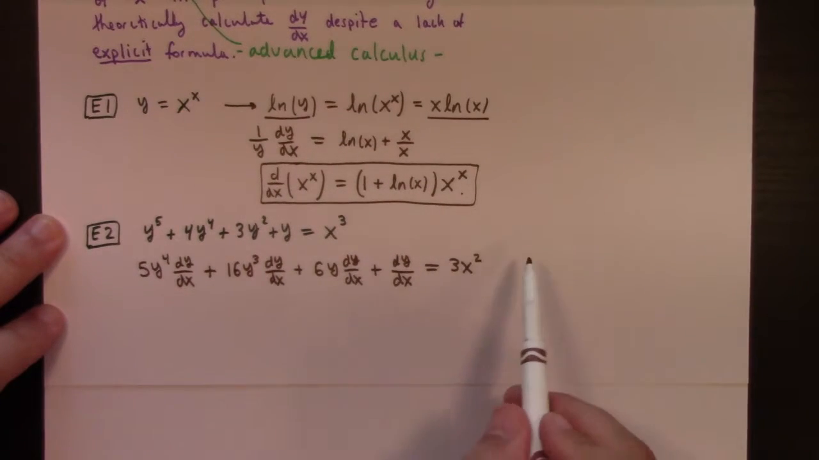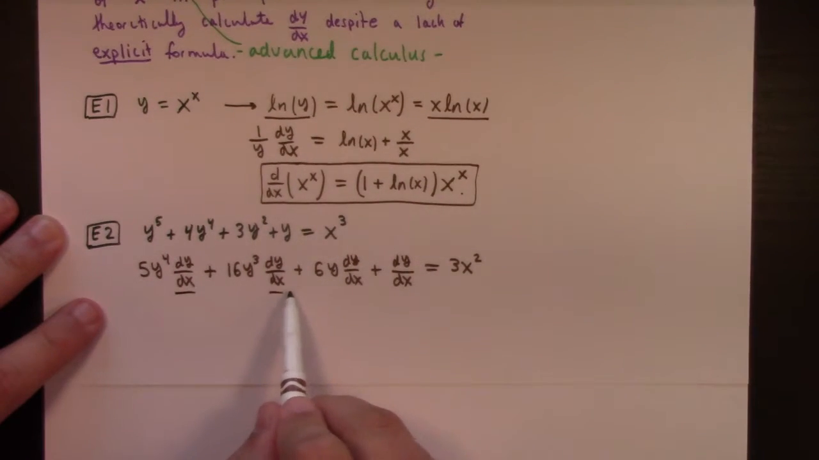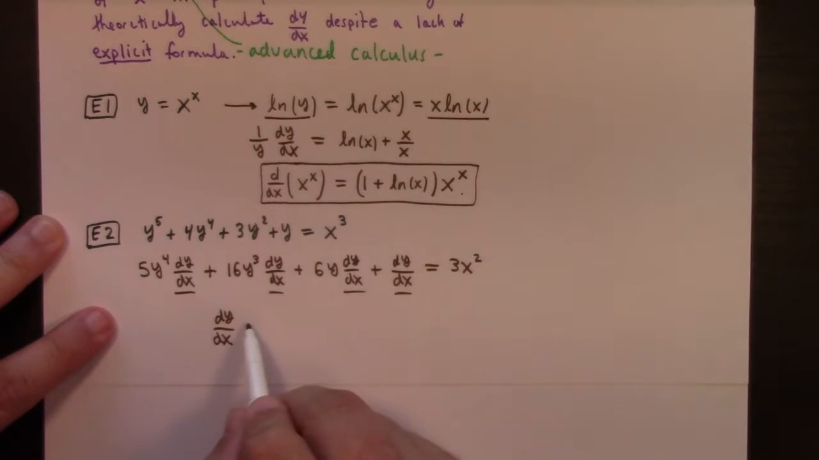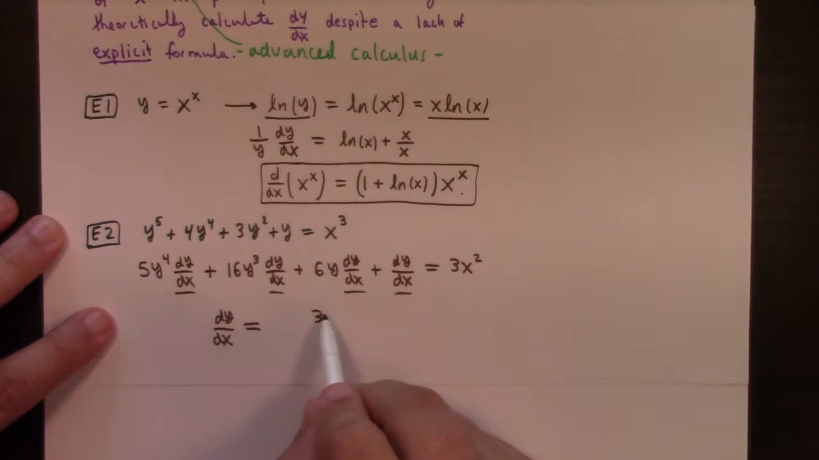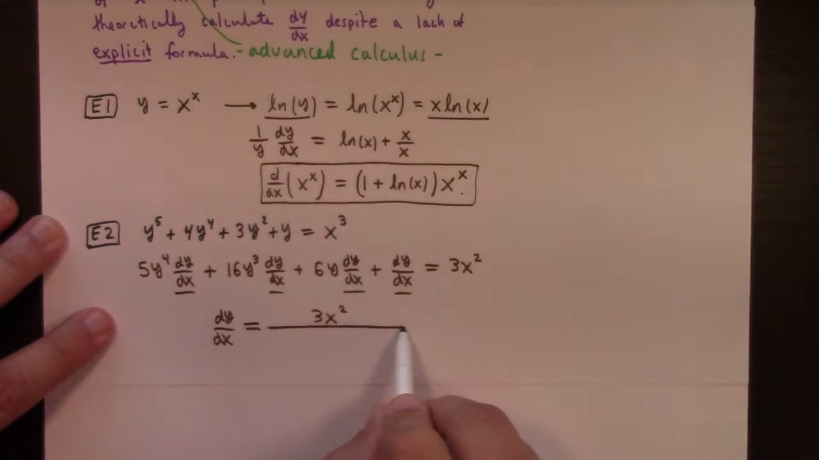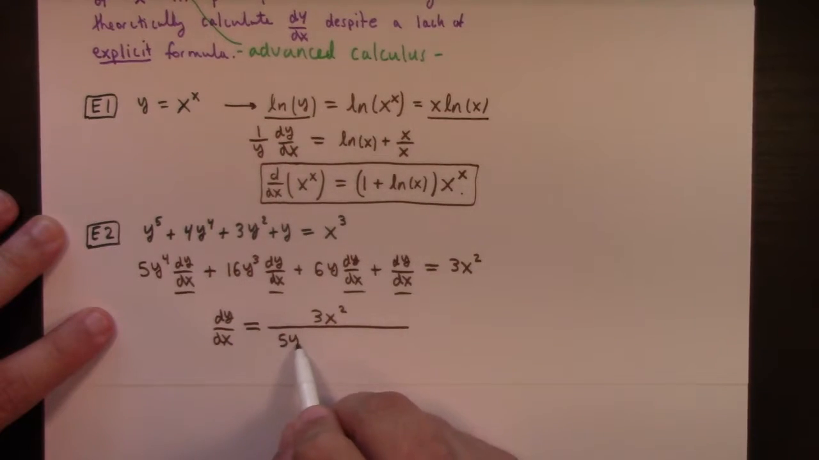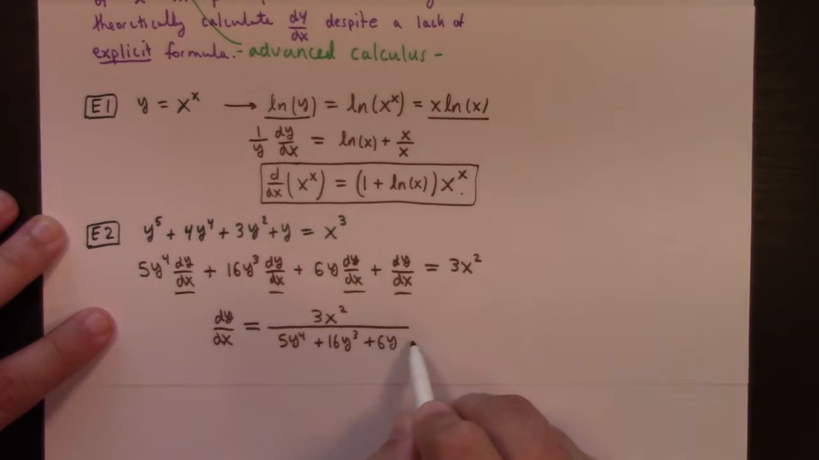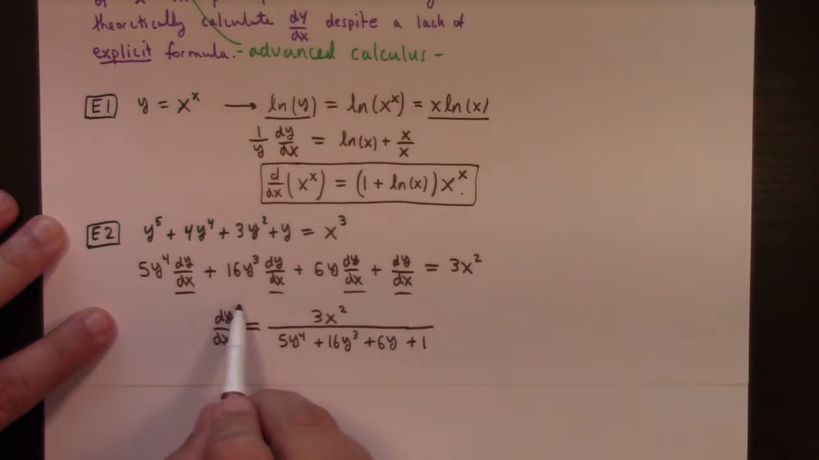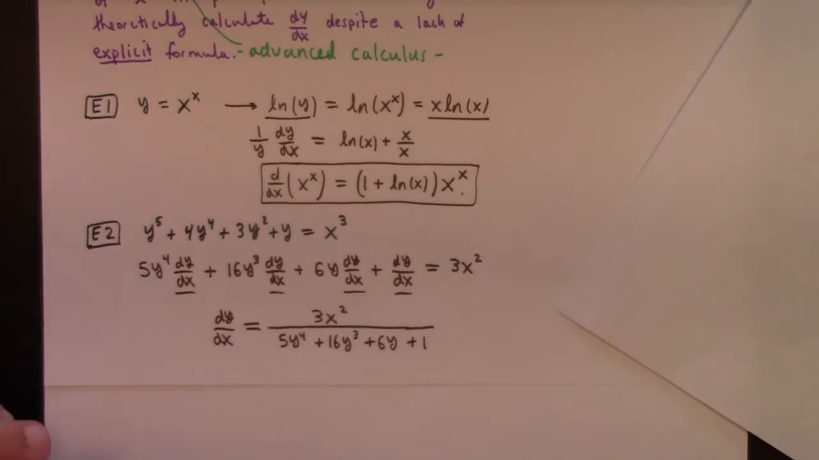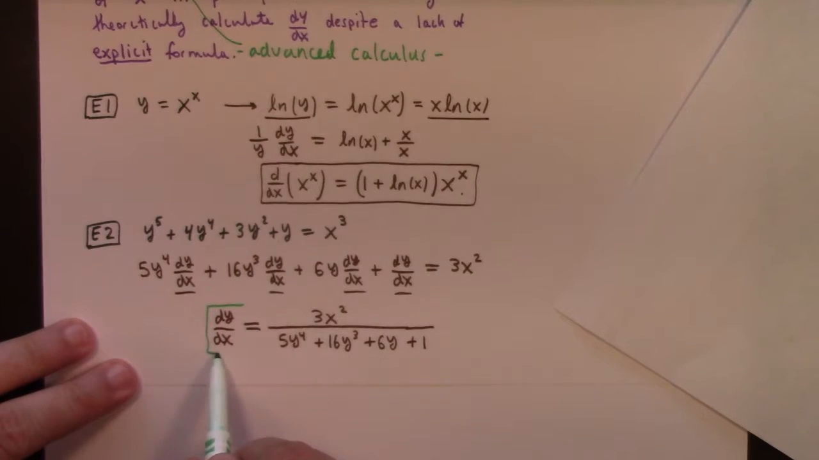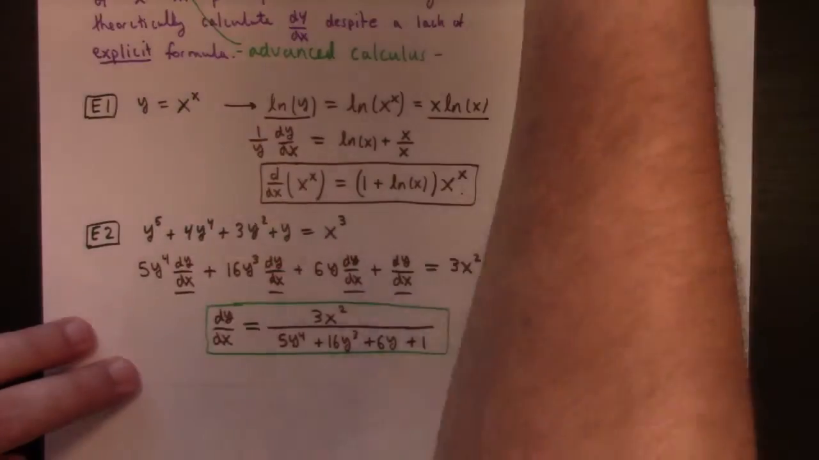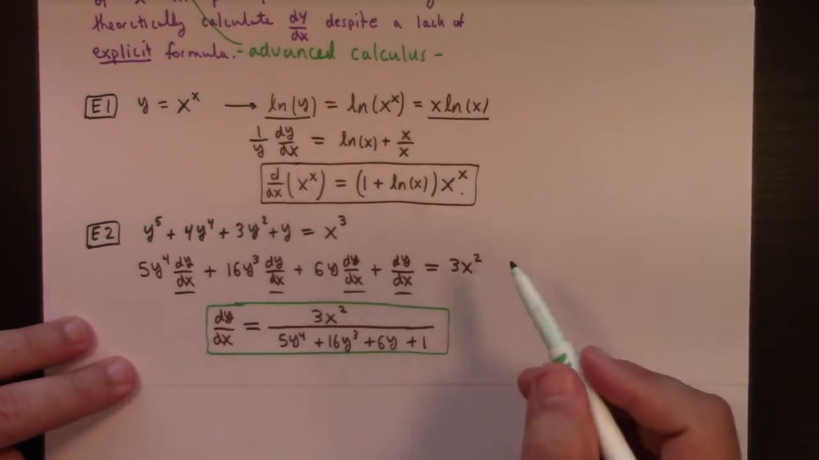All right, so 3x squared. And then all I have to do is notice that dy/dx is there everywhere. Solve for it. In other words, algebra. So dy/dx is 3x squared divided by 5y to the fourth plus 16y cubed plus 6y plus 1. And there you have it. That is y implicitly as a function of x. And you can use this even to find the equation of a tangent line to the curve at a point, even though you can't solve for y explicitly as a function of x.